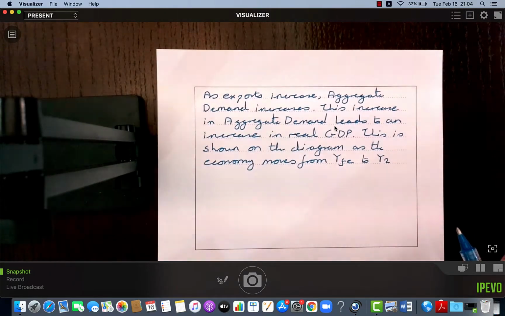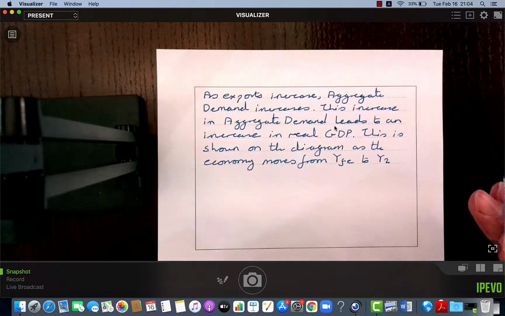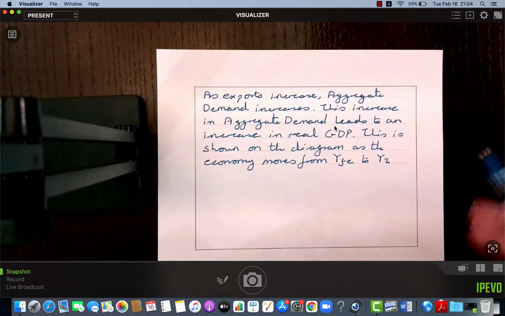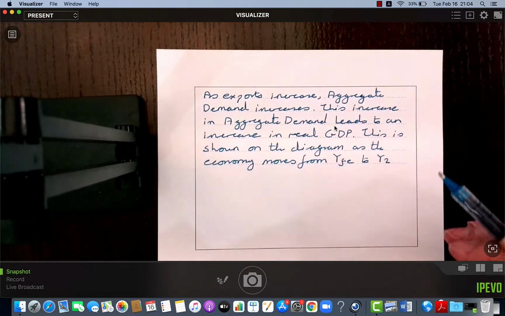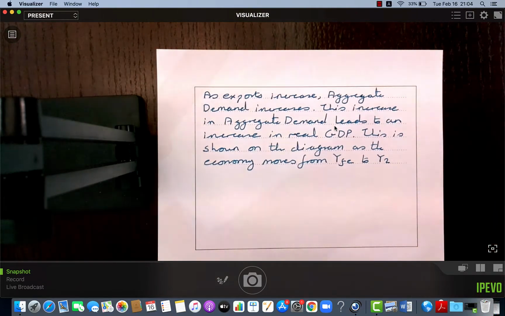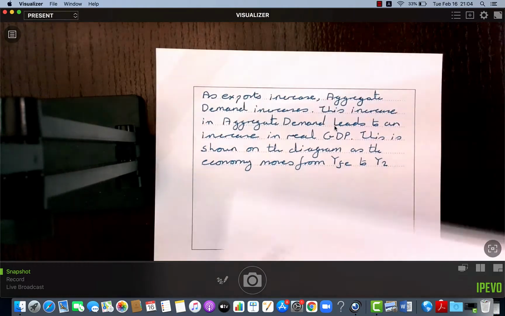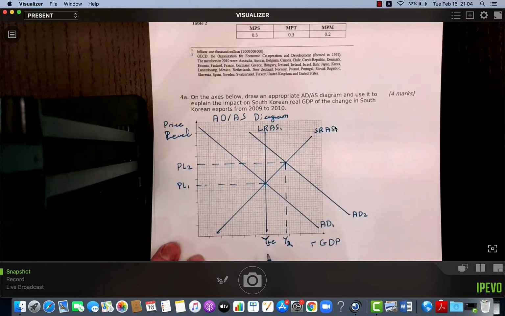What you also have to do for this question is explain it as well. So as exports increase, aggregate demand increases. And we know that because aggregate demand is C plus I plus G plus X minus M, and the X stands for exports. This increase in aggregate demand leads to an increase in real GDP. This is shown on the diagram as the economy moves from YFE to Y2. And just to show it here again, we have the economy moving from YFE over to Y2. Little arrow there just to show. All right, no problem there.